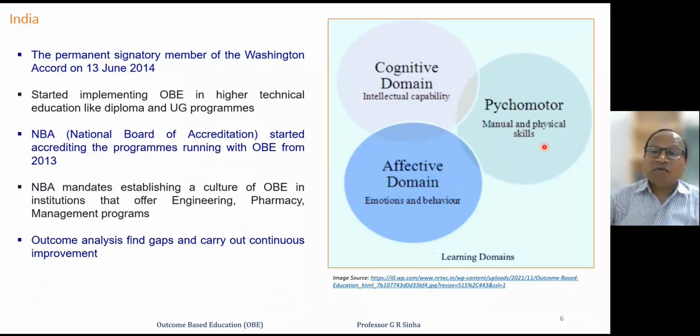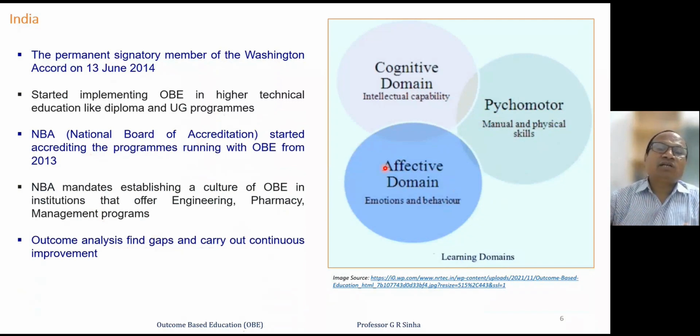Psychomotor is manual and physical skills. A lot of other skill sets are needed. So you can say knowledge, skills, and values. All these are very important, which are considered under the cognitive, psychomotor, and affective domains of learning.